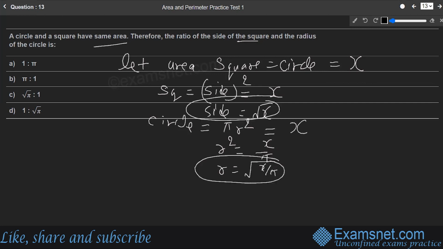This is the side of the square. He wants us to calculate the ratio between the side of the square and the radius. We have calculated both in terms of x, so it is root x is to root x by pi. If we solve this further, it ultimately comes out to be root pi is to 1. So that is going to be the answer. Let us see where it is available. It is available in option number C.